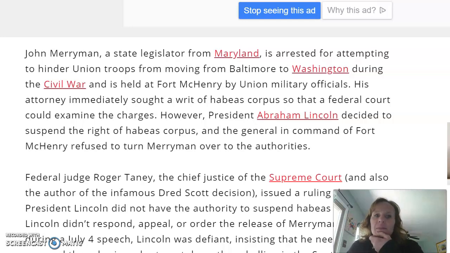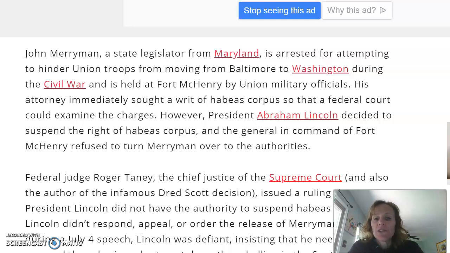Okay, so John Merryman, he was a state legislator for Maryland. Remember, the Confederate side attacked us here in Maryland. And he got arrested because he tried to stop or hinder, make it not possible, delay the Union troops from moving from Baltimore to D.C. during the Civil War. So John Merryman, he was held at Fort McHenry by the Union military officials.